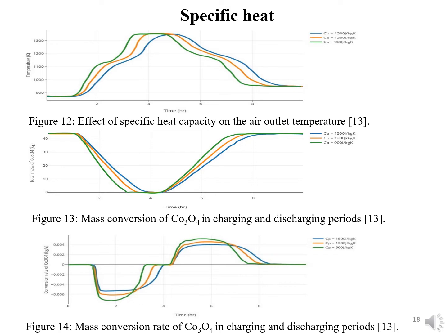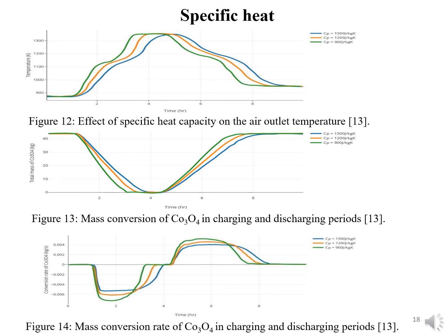In the first graph, air outlet temperature increased to 1350 Kelvin in just 4 hours when specific heat was 900 joule per kg Kelvin and reached up to 1280 Kelvin with 1500 joule per kg Kelvin specific heat within the same period. With smaller specific heat, the outlet air temperature dropped quickly during discharging, while higher specific heat resulted in more gradual heat release. The second line graph shows the total mass versus time graph.